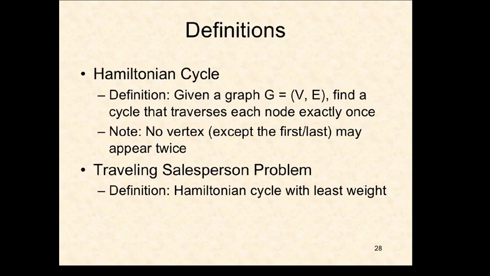That's a constraint satisfaction problem. Can you do it? The traveling salesperson problem is, if there is a Hamiltonian cycle, I want you to find me the one with the minimum weight, with the least weight. That becomes an optimization problem. So we're going to solve the harder one. We're going to solve the optimization problem.